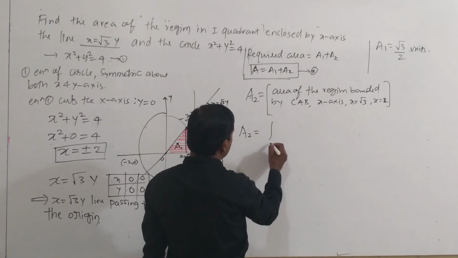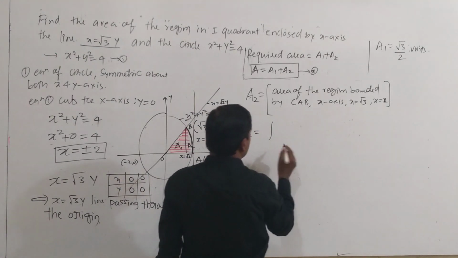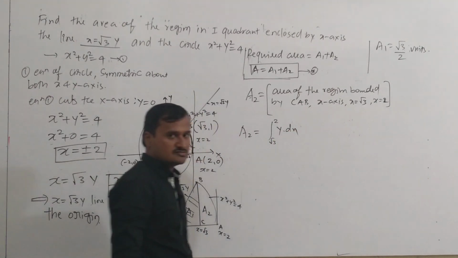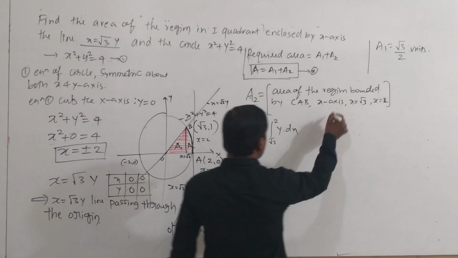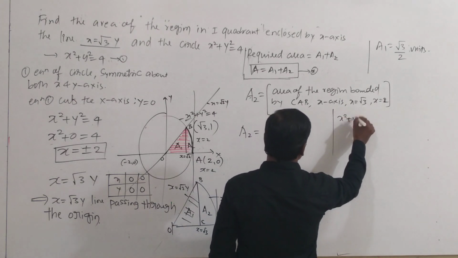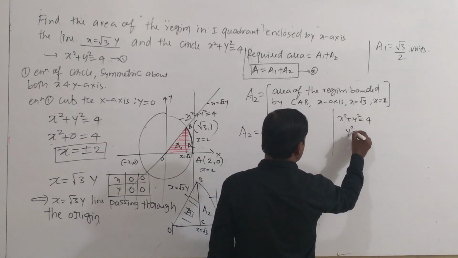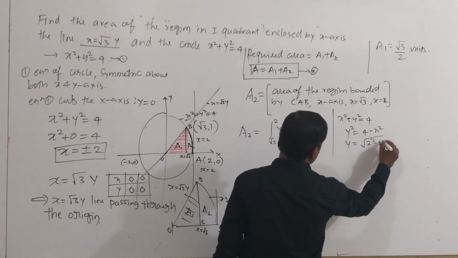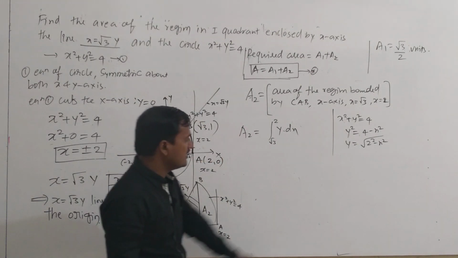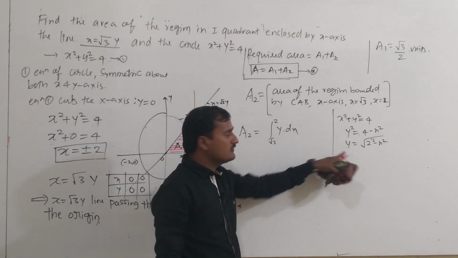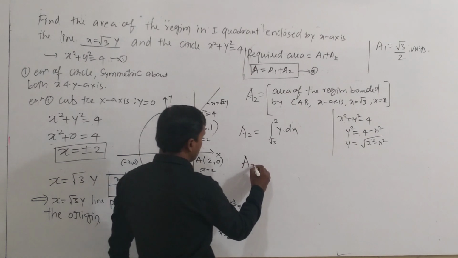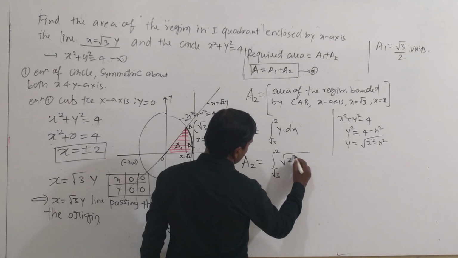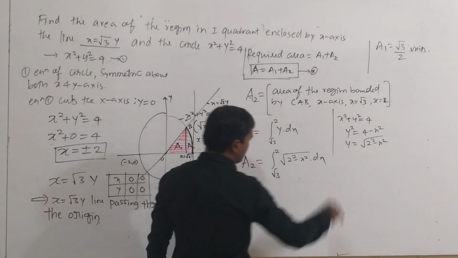Now, therefore a2 is equal to integration of root 3 to 2 y dx, right? So clearly here x square plus y square is equal to 4, so y square is equal to 4 minus x square, or y is equal to square root of 2 square minus x square. Now I got the value of y. I will substitute the value of y in this integral. Therefore a2 is equal to integral from root 3 to 2 of square root of 2 square minus x square dx.